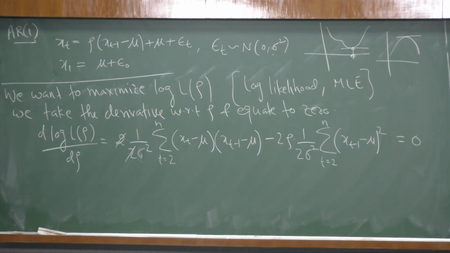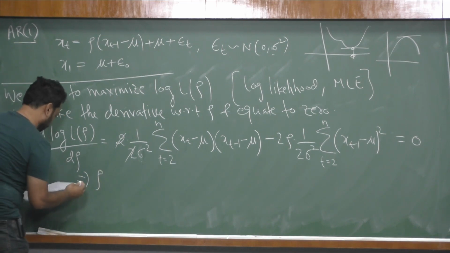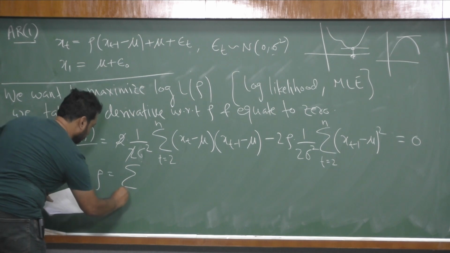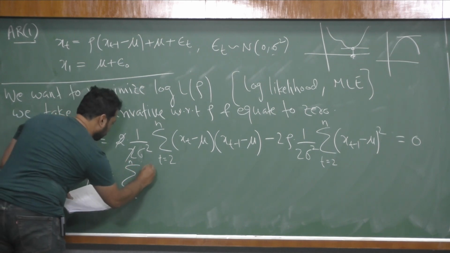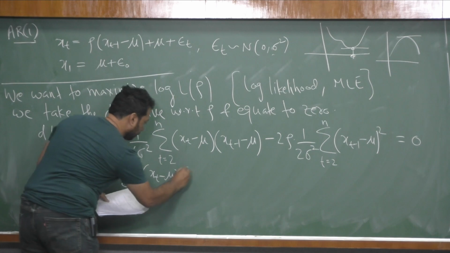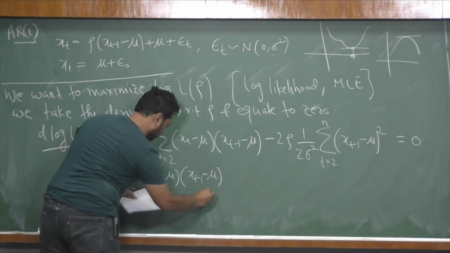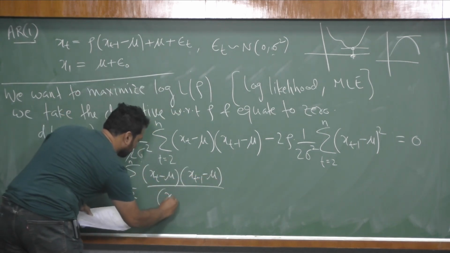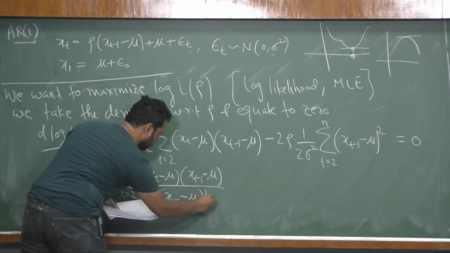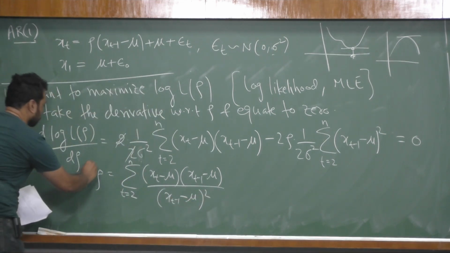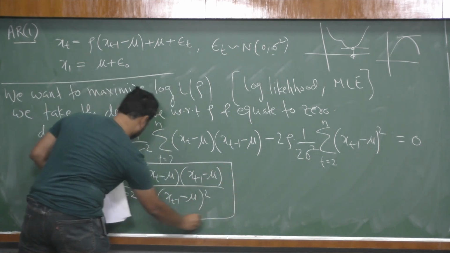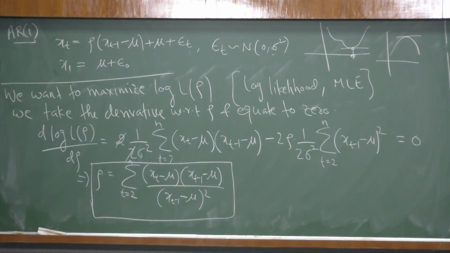This is where we are, and we are supposed to solve for rho. If I solve for rho, it is straightforward: rho is the sum over t equals 2 to n of (xt minus mu)(xt-1 minus mu), divided by the sum of (xt-1 minus mu) whole squared. So this is our rho. This is the maximum likelihood estimate for rho.